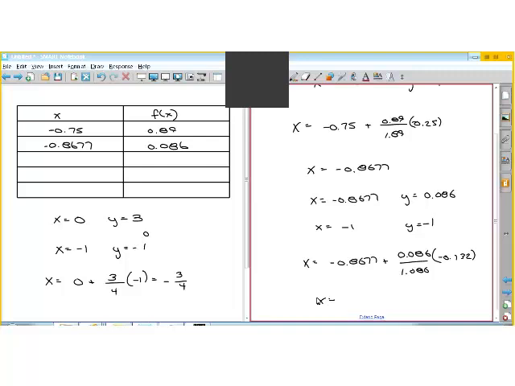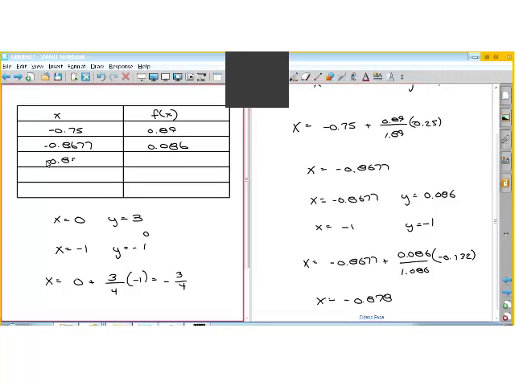So negative 0.8677 plus 0.086 divided by 1.086 times negative 0.132, and that'll give me negative 0.878. Negative 0.878, and then we use that in our equation again for the function, and I get 0.0.